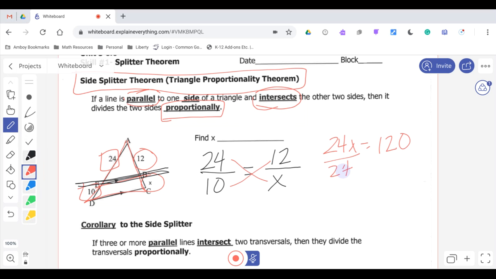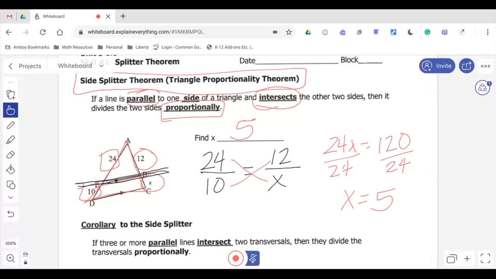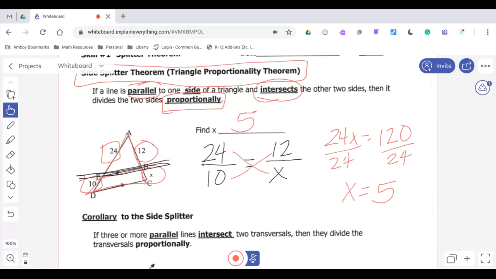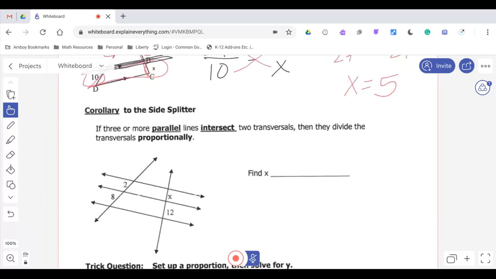And if I divide by 24, pretty sure I would get 5. I get that x equals 5. Okay. So this little side down here is actually only 5. This also happens in another situation.